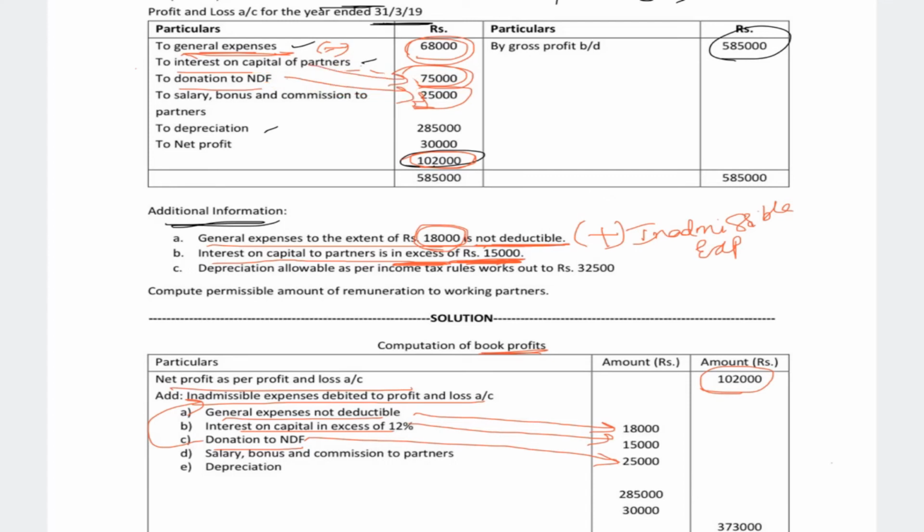Next point is salary, bonus and commission to partners. The value is 2,85,000. As we have already discussed in the previous problem itself, salary, bonus or commission given to partners will always be an inadmissible expense. So directly 2,85,000 will be considered here.